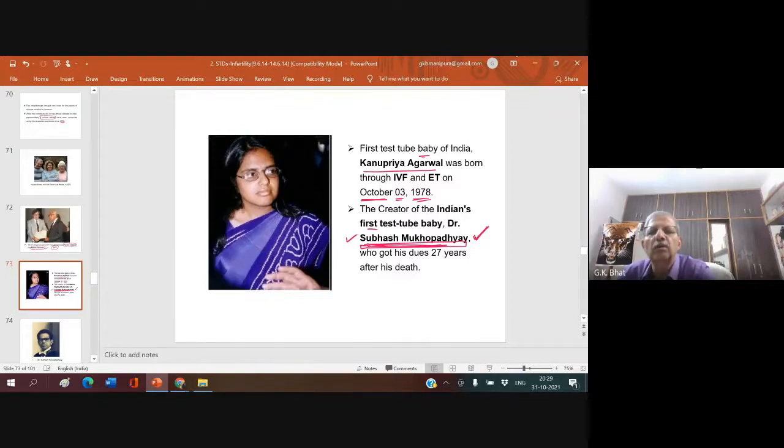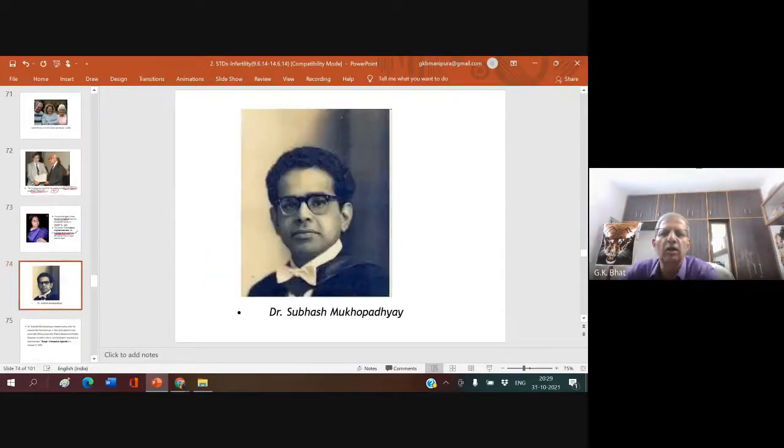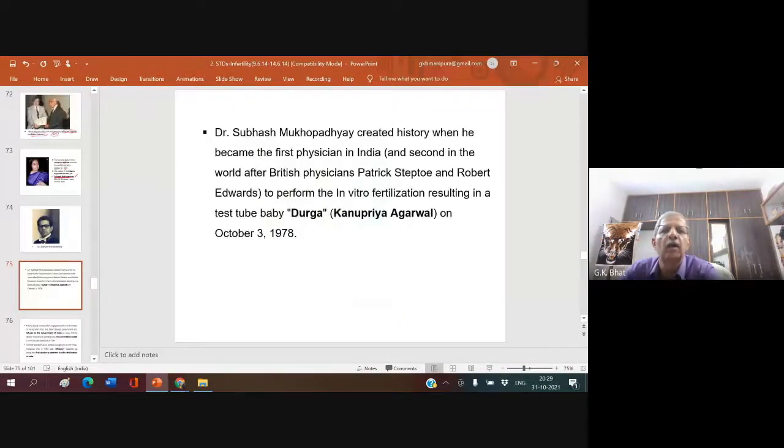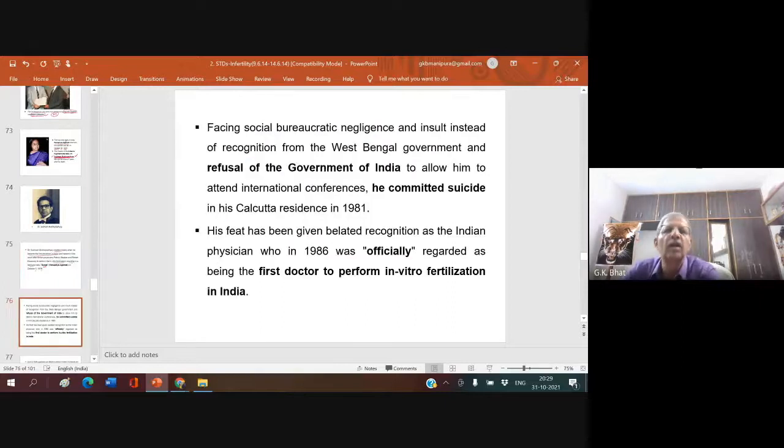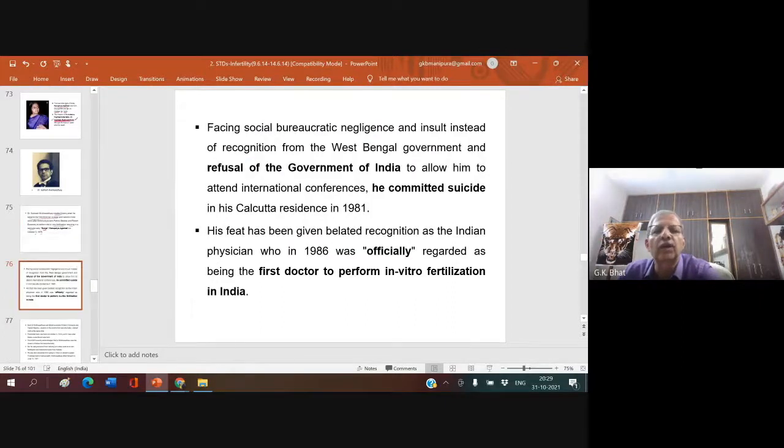But what happened, look here. Dr. Subhash Mukhopadhyaya created history when he became the first physician in India to perform in vitro fertilization, resulting in the test tube baby Durga on October 3, 1978. Facing sociological and bureaucratic negligence and insult, instead of recognition from the West Bengal government, and refusal of the government of India to allow him to attend international conferences, he committed suicide in his Calcutta residence in 1981.